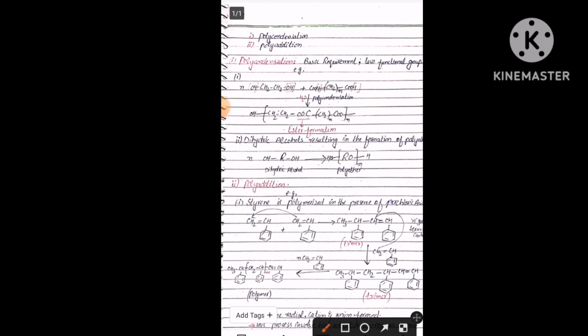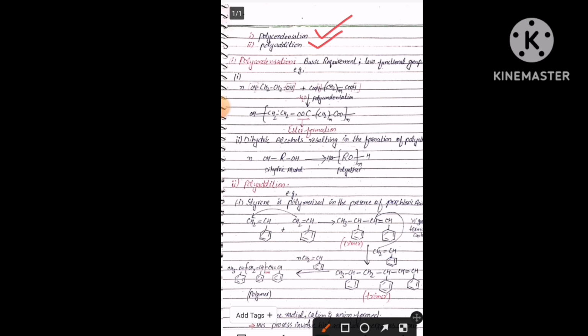We are studying the course Organic Polymer, and today we will discuss the mechanism of step growth polymerization. As we have studied in the last topic, depending upon the nature of the reaction involved during polymerization, step growth polymerization has two types. The first one is polycondensation and the second is polyaddition.